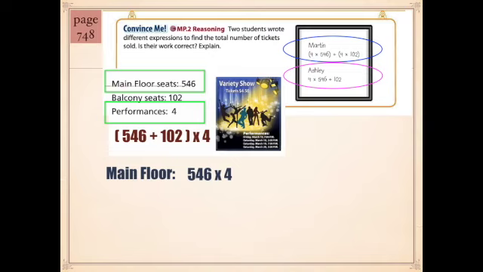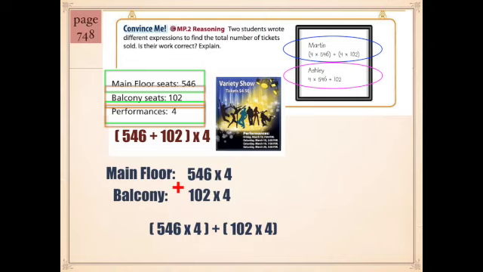The next step, we can go to the balcony seats, which is 102 seats, and the number of performances that are 4. So in the balcony, the total number of tickets will be solved by multiplying the number of seats, that is 102, and the number of performances, that is 4. So how can you find the total number of tickets in the main floor and in the balcony? Of course, you just need to add the product of the main floor tickets and the balcony tickets. So what will be the numerical expression, using the plan that we had a while ago? That is the quantity 546 times 4 added with the quantity 102 times 4. So now this is our expression that we made.